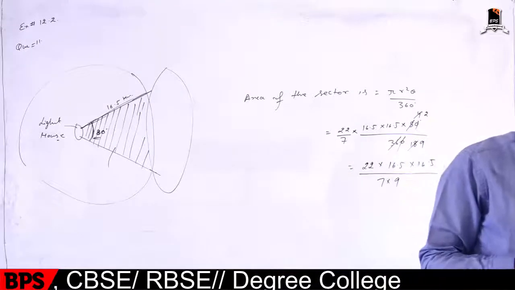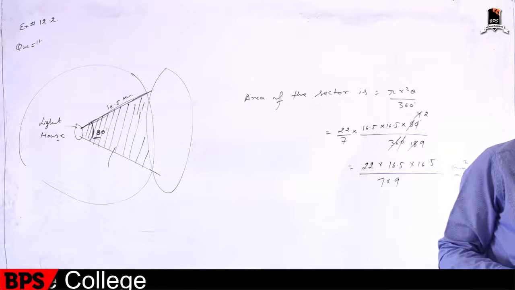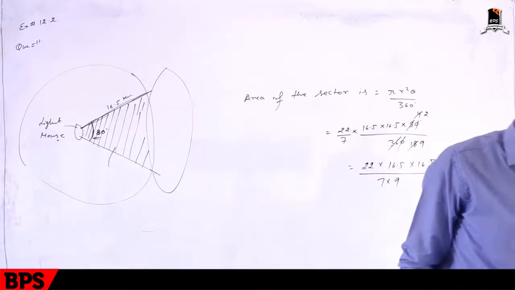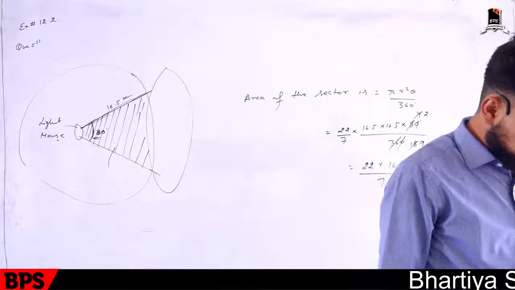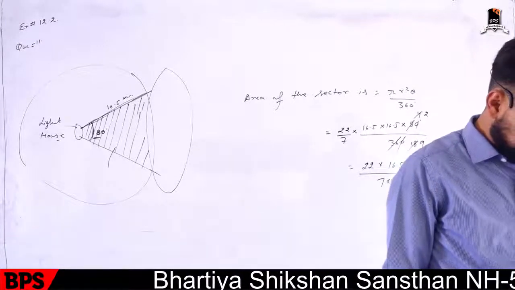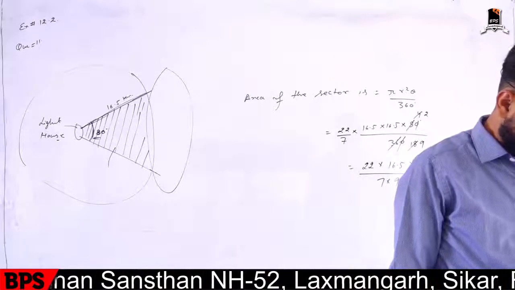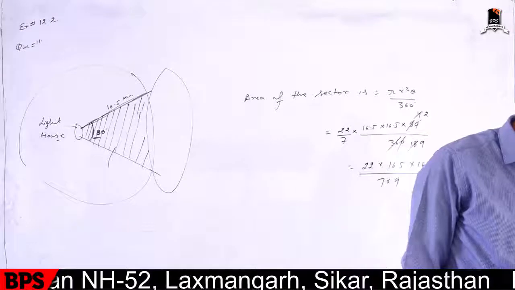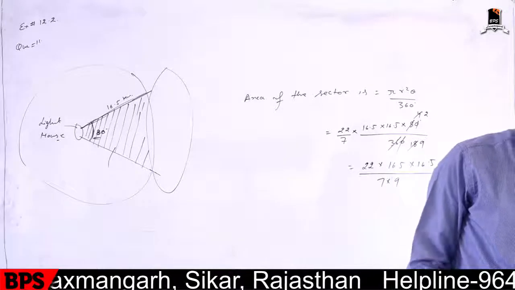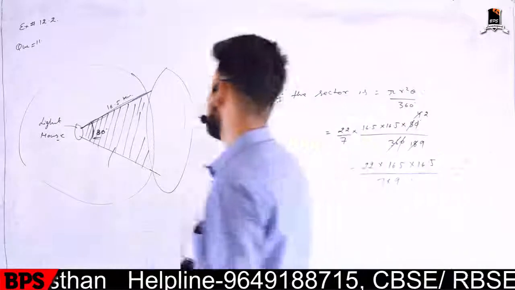Now question number 13. A round table cover has 6 equal designs as shown in the figure. If the radius of the cover is 28 centimeter, find the cost of making the design at the rate of 0.35 per centimeter square. Use root 3 is equal to 1.7.